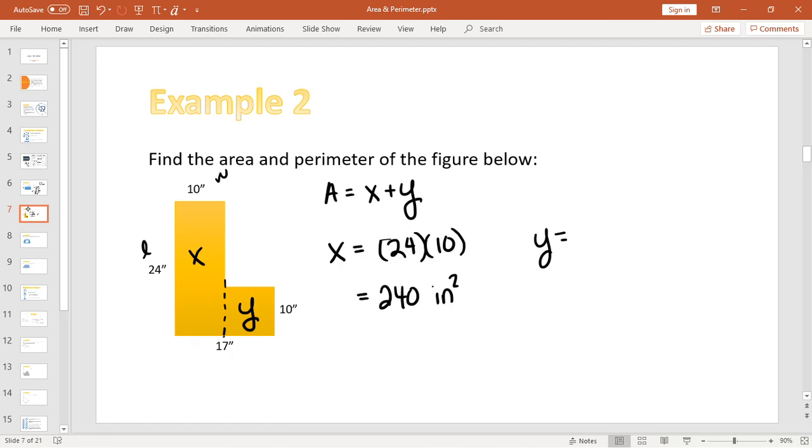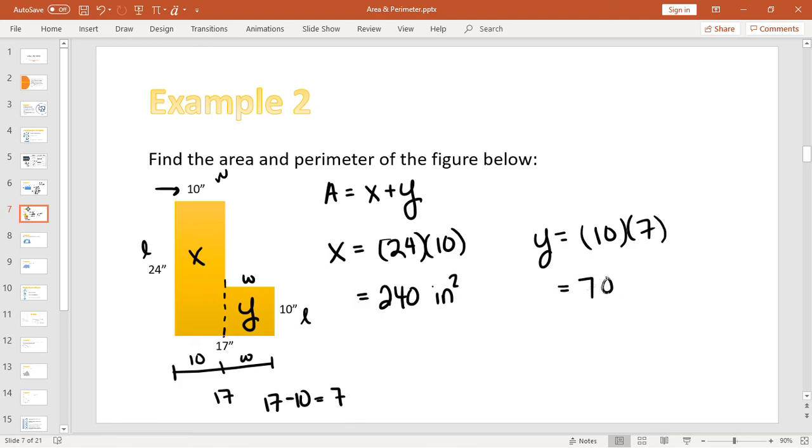So Y has, well, I'll call this one the length, but I'm having a little harder time figuring out what the width is. But if you are missing a dimension, just look at all the other dimensions that go that way. If I look along the bottom here, I've got 17. And if I look all the way up to the top, there's 10 inches. So what's left over? This is my W for my rectangle Y. So 17 minus 10, 7. To find Y, 10 times 7, and the area of little rectangle Y is going to be 70 inches squared. My total area, add those two together, 240 plus 70 equals 310 inches squared.